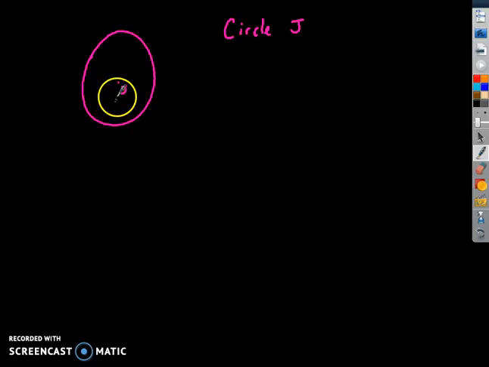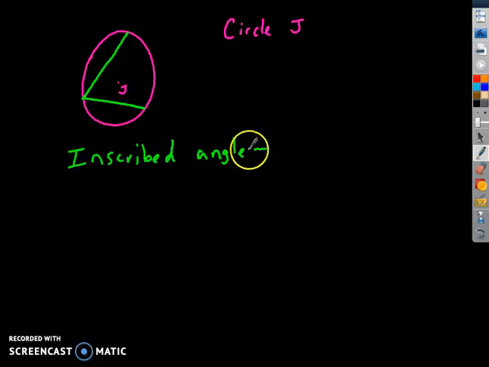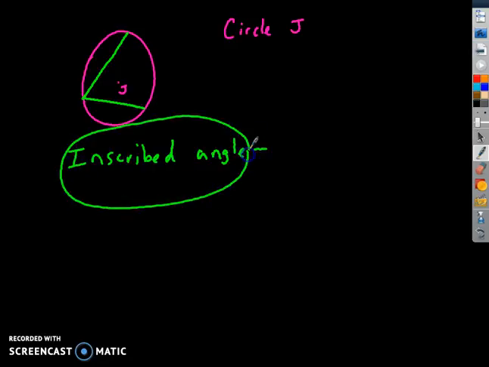In this circle, we have circle J, so the center is at J. I could have an angle whose vertex is on the circle. This has a different name. It's not a central angle because the vertex isn't on the center; it's actually on the circle. The name for this is inscribed. One thing you want to know about inscribed angles is that the vertex is on the circle.